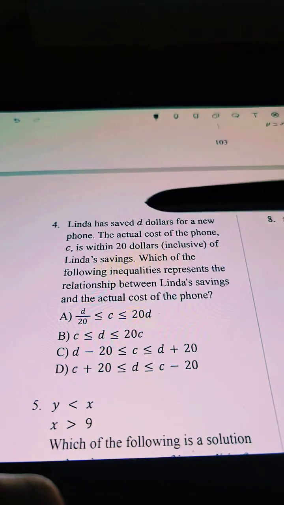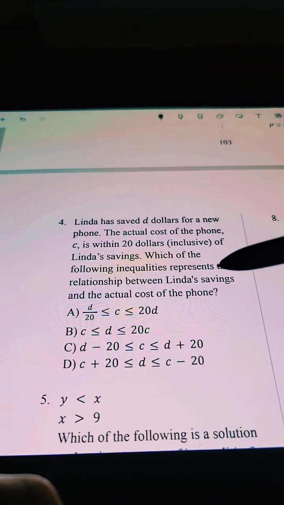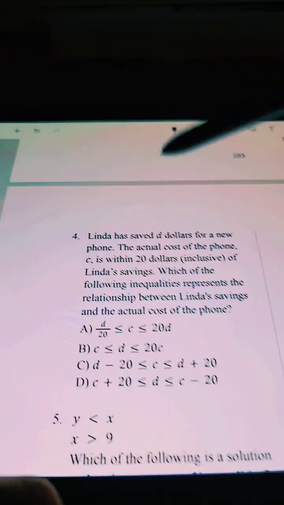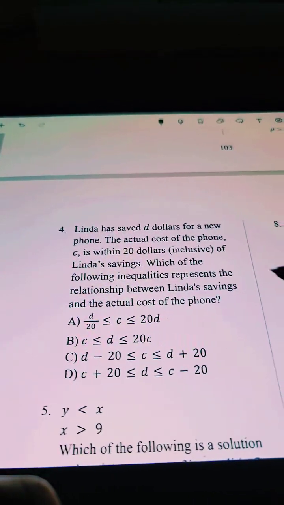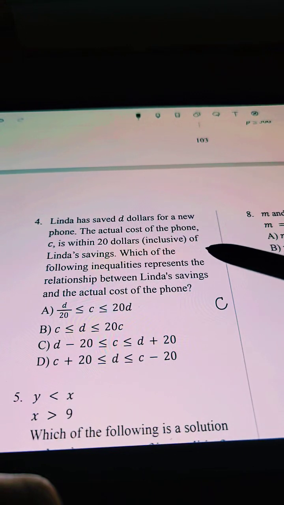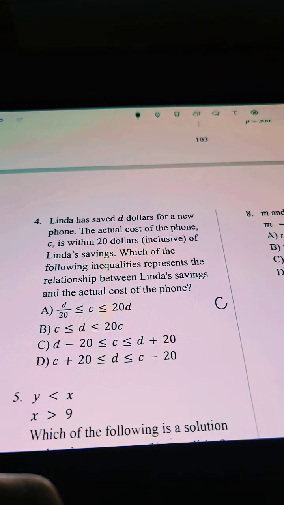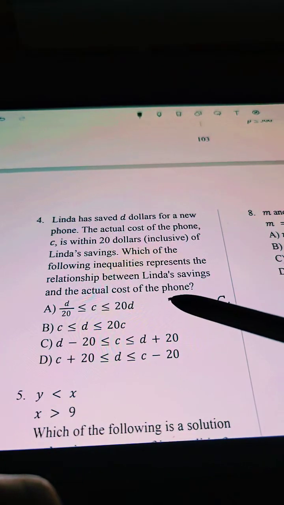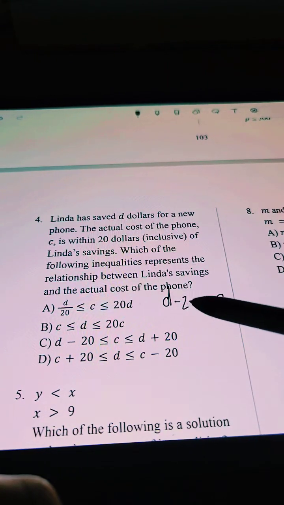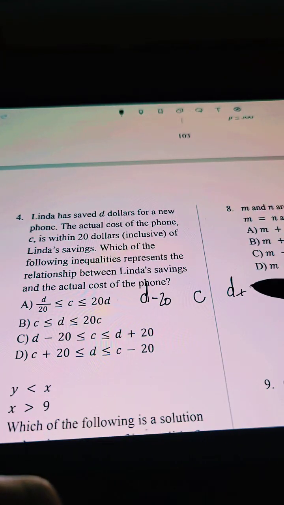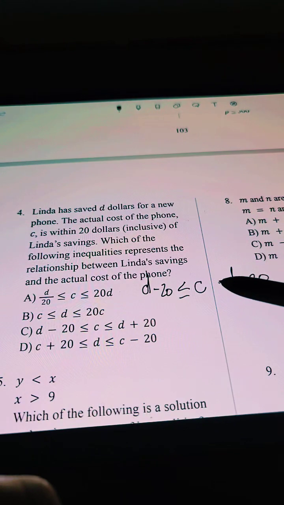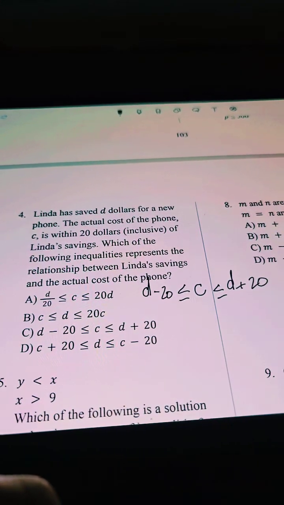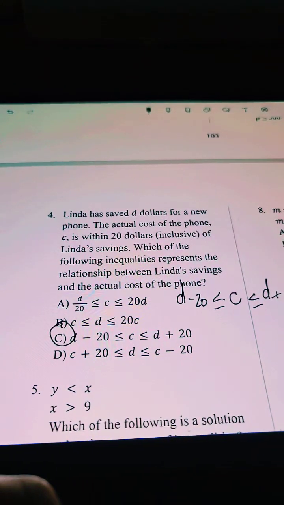Okay, so the actual cost of the phone is C, is within $20 of Linda's savings. What are we doing, the savings? Oh, savings is D. Okay, so it's going to be within $20. So then C is the cost of the phone, and then it can be $20 less or $20 more than what she saved, basically. So D is the saved amount of dollars, so it could be 20 less than that, or it could be 20 more than that. And then C just has to be equal to that or in between that, basically, the cost of the phone. So the answer would be C.